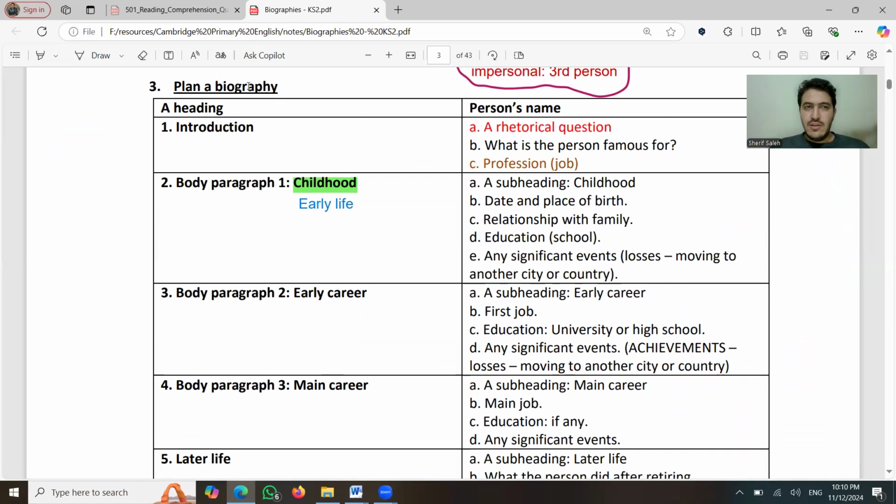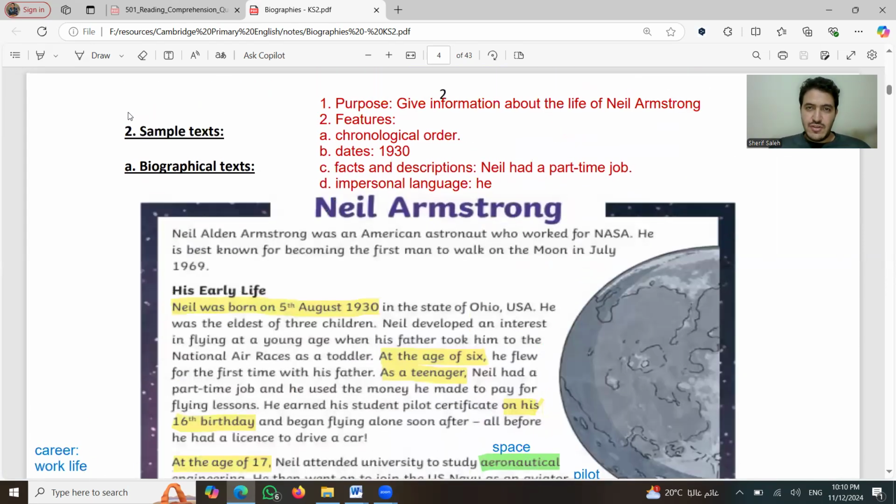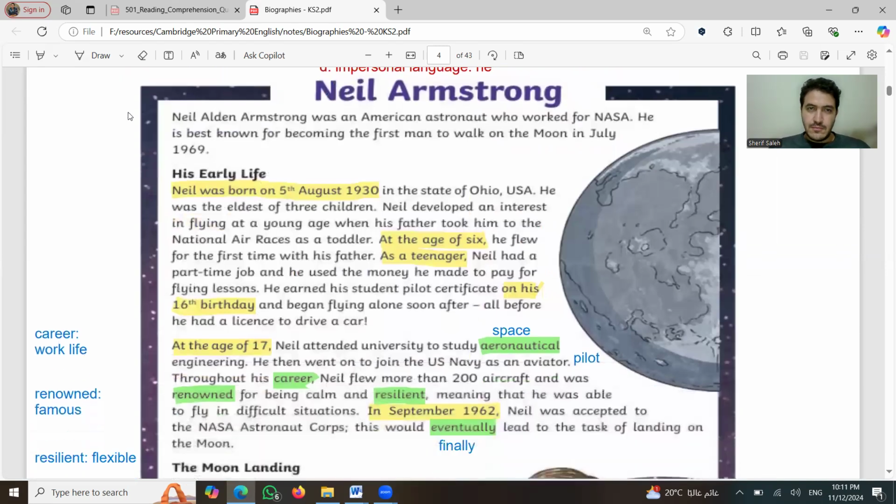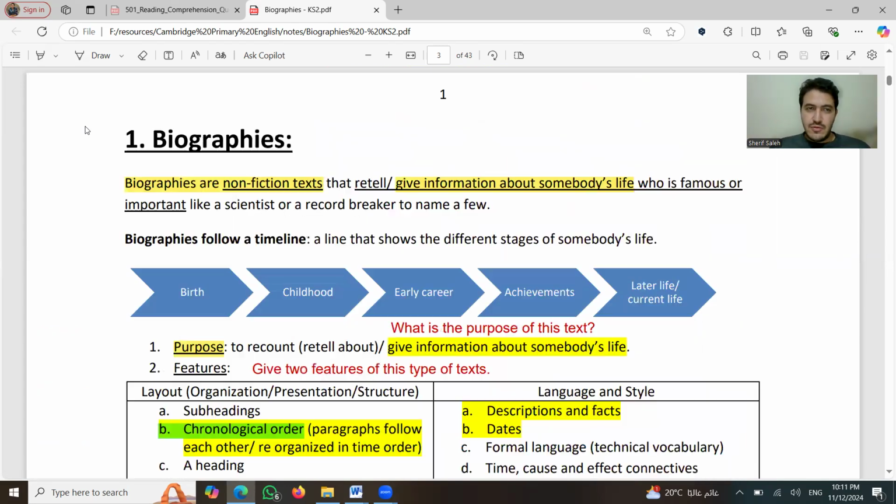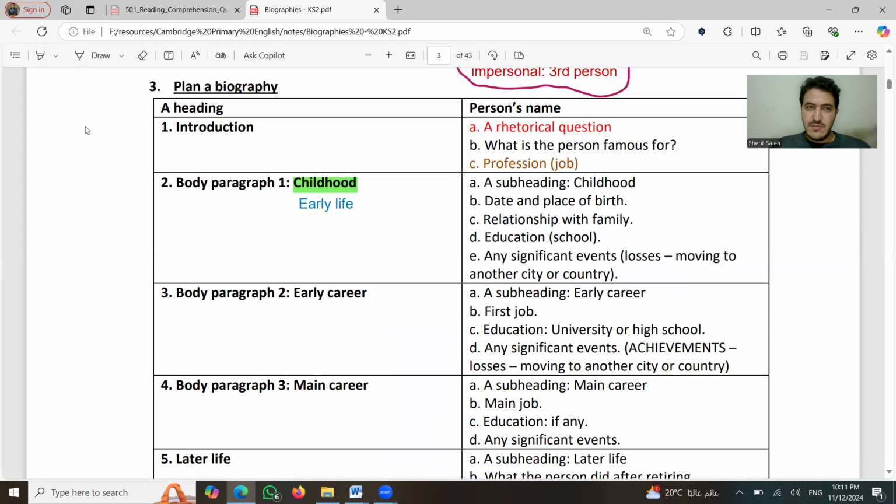So, of course, you need to study the plan, and in order to be able to study it properly or carefully, you should understand how this plan works. I structured this plan based on the text on page 2 here, Neil Armstrong. I used the same way of writing to tailor this plan because I found it easy to follow.